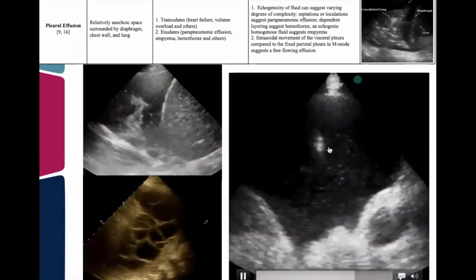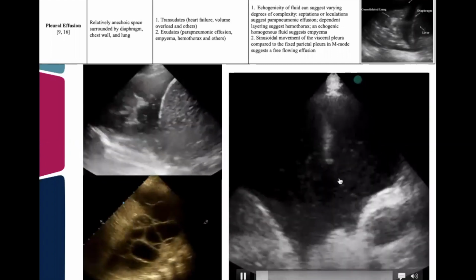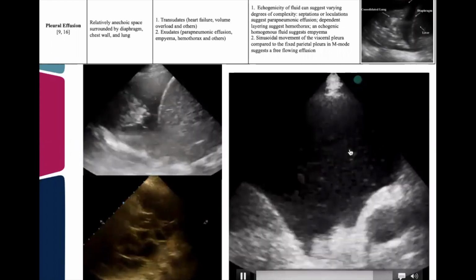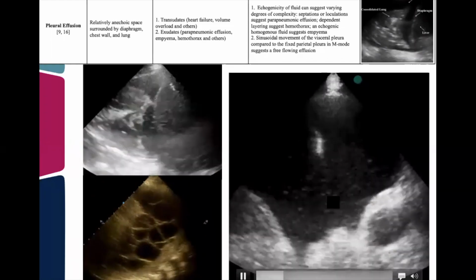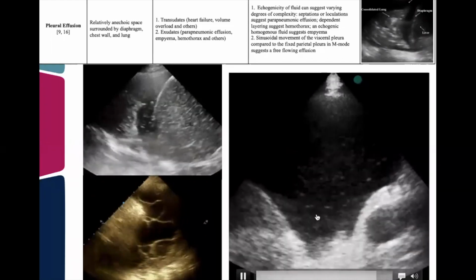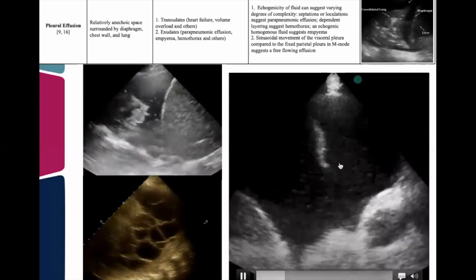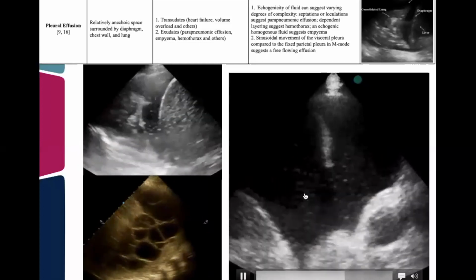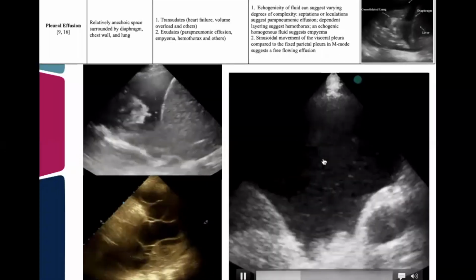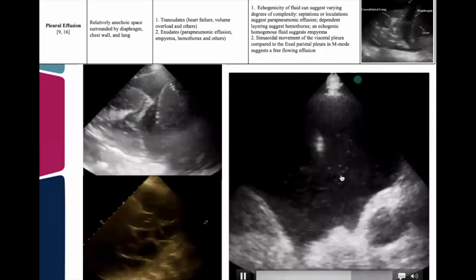And here we see also another image of the plankton sign, this floating debris, and a layering with increased dependency, causing increased echogenicity at the base relative to a non-dependent region. And this can be suggestive of a hemothorax. We call this the hematocrit sign, as blood, we know, layers when in the more dependent regions.